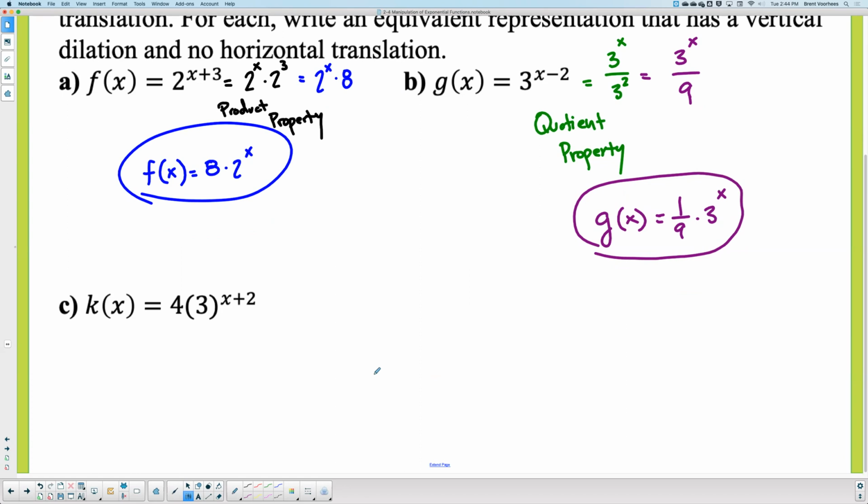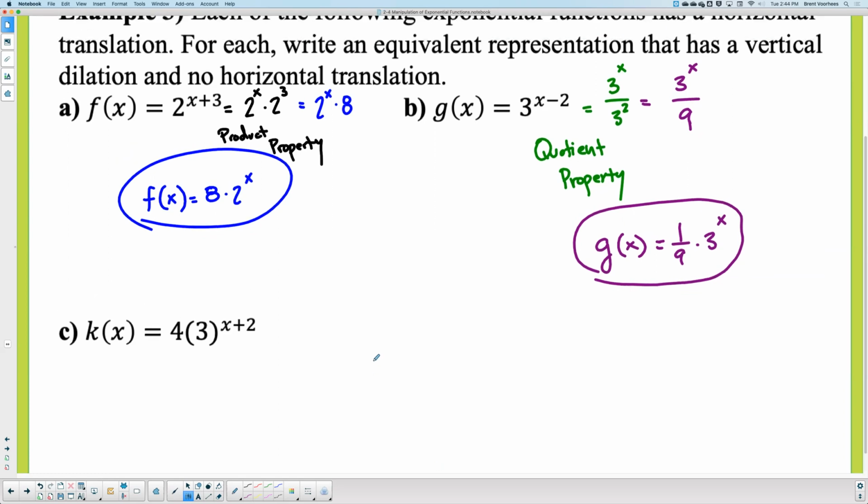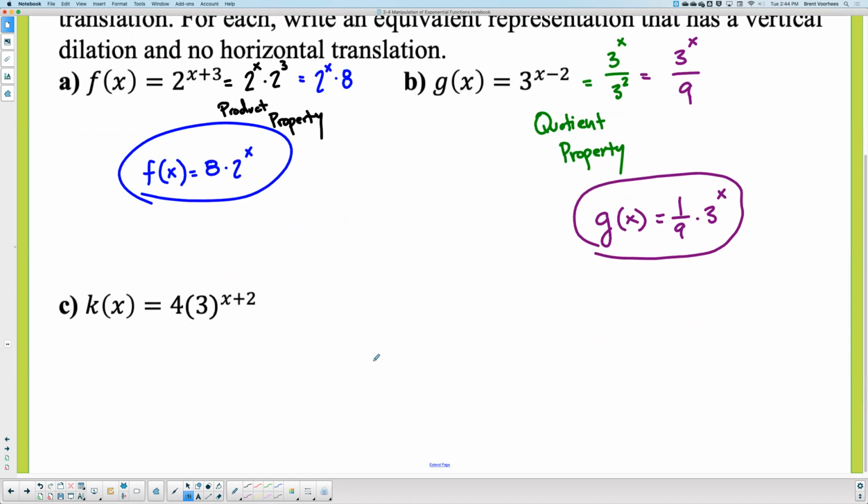All right. Example C here. It says to get rid of the horizontal translation. So what am I getting rid of? Getting rid of the 4 or getting rid of the +2? +2. Getting rid of the +2. How could we rewrite that? Product property, which means it will be 4 times 3 to the power of x times 3 squared. That right there was the product property.